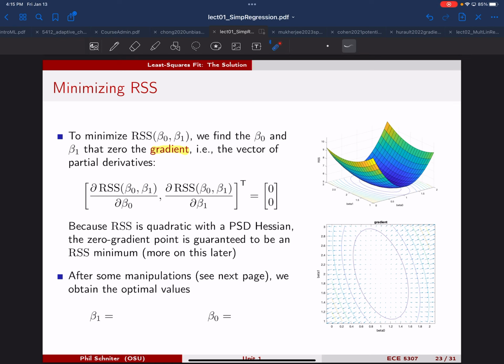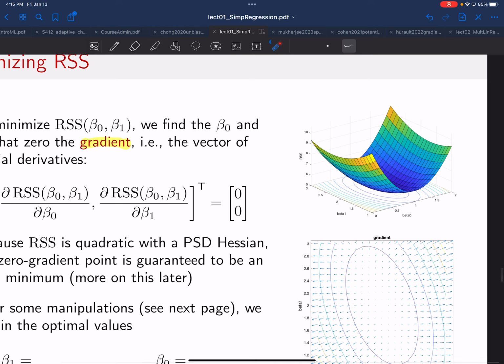Now, the reason why the gradient is useful is we can understand that better if we have an interpretation of the gradient. So here's an interpretation of the gradient. Imagine that you have, so we can think of this function as like a surface. So here I'm plotting the value of RSS on this z-axis versus, let's say, beta 0 and beta 1.